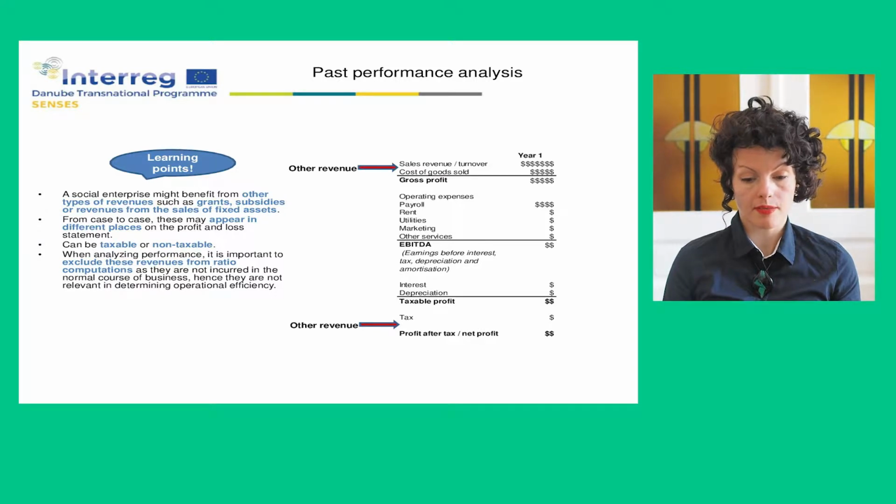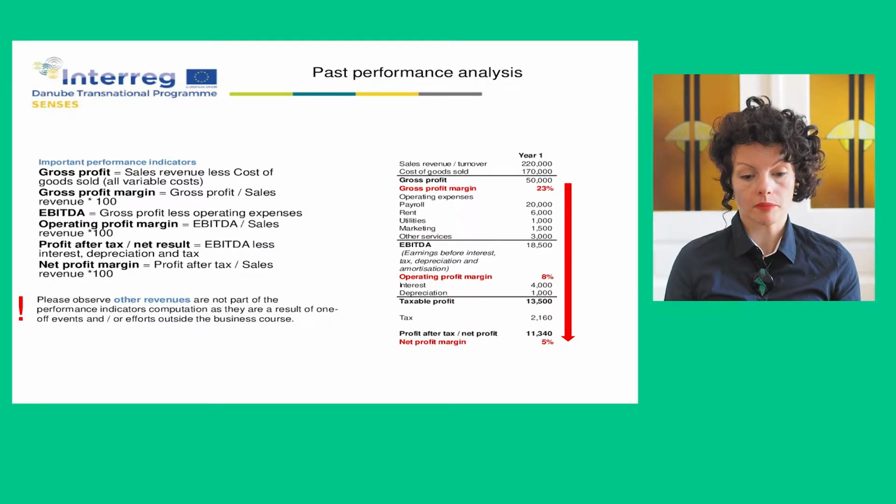A social enterprise might benefit from other types of revenues, such as grants, subsidies, or revenue from the sales of fixed assets. From case to case, these may appear in different places on the profit and loss statements and can be taxable or non-taxable. When analyzing performance, it is important to exclude these revenues from ratio computations as they are not incurred in the normal course of the business. Hence, they are not relevant in determining operational efficiency. In the next slide, we talk about important performance indicators.